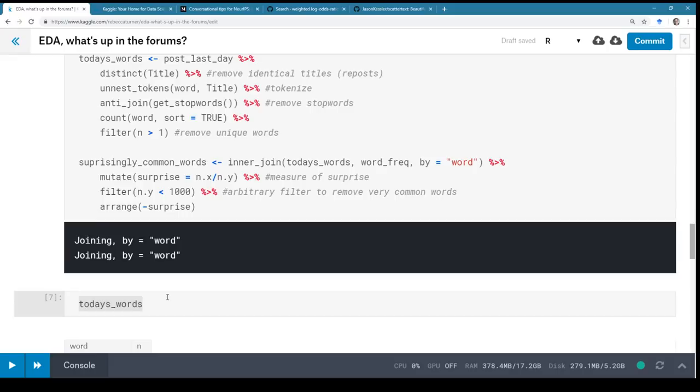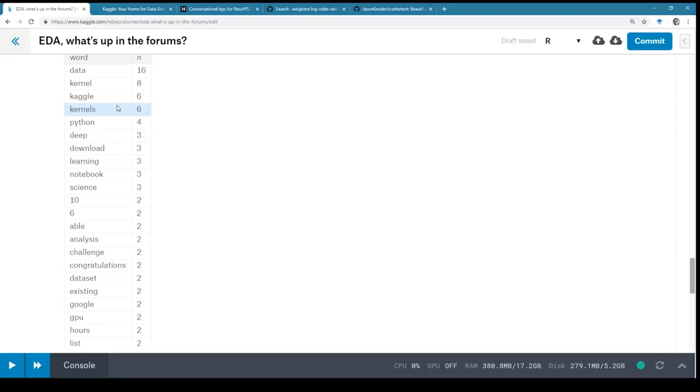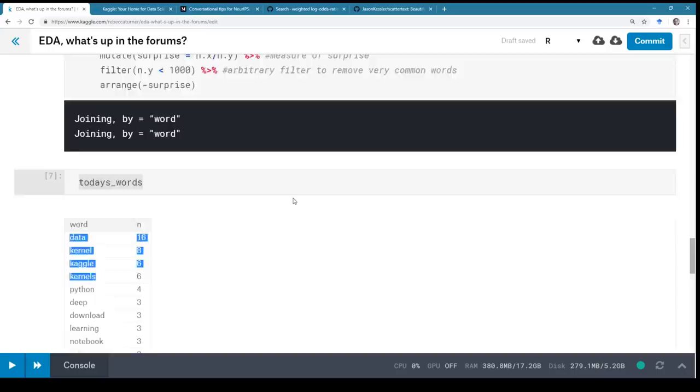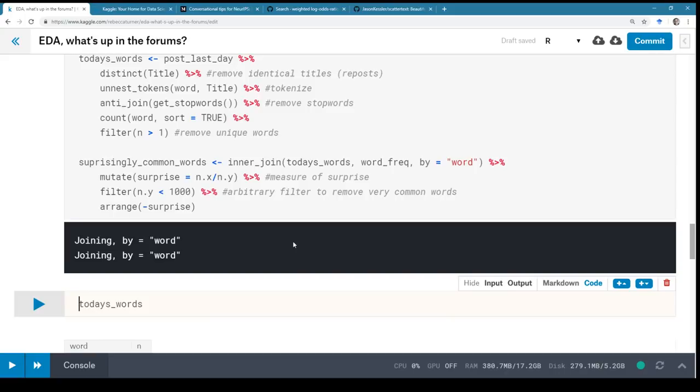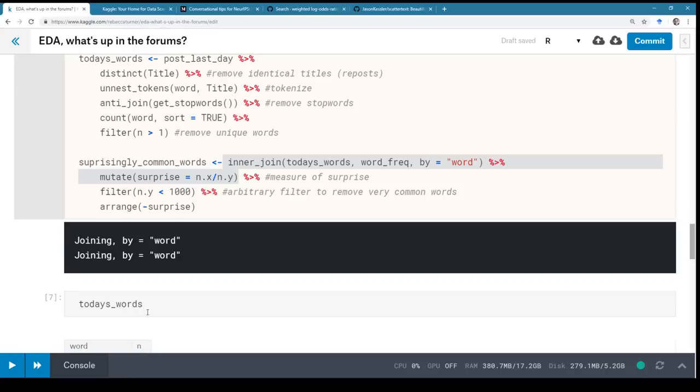So you can see that people said data a lot, they said kernel a lot, they said Kaggle a lot, they said kernels a lot, they said Python a lot. But these are words that are also used a lot in Kaggle in general. So if people are just talking about Python on Kaggle, that's not super surprising, because a lot of people use Python on Kaggle. Or if people are just talking about data on Kaggle, that's not surprising, because it's a word that's very closely associated with the topics on Kaggle. And what I'm doing here is, well, let's just do this little bit and take a look at that.